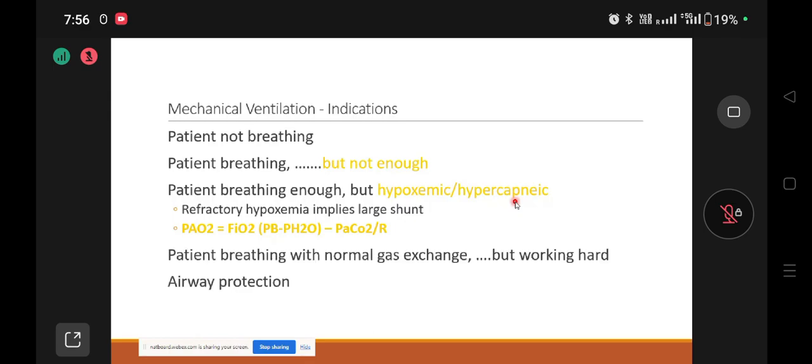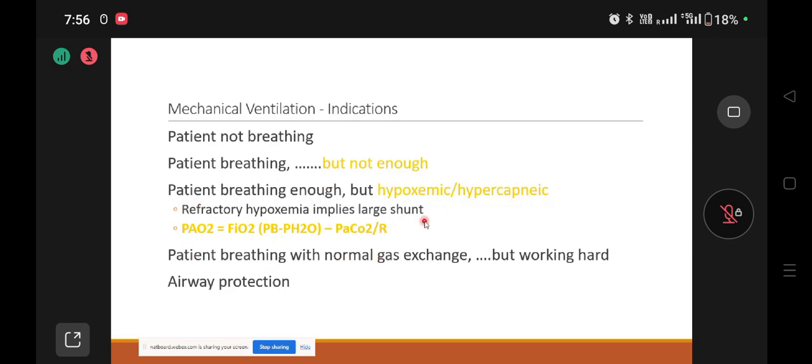So there are many indications. I think we will not be going into the detail. Any child who is not breathing or is not breathing enough, you need to ventilate the child. Any child who is becoming hypoxic or hypercapnic possibly would require ventilation. A patient may be breathing normally, but there is hard work of breathing, as in pneumonias, bronchiolitis, and all those respiratory conditions where there is increased work of breathing, and you think that the child is really going to tire out very soon. Probably you would like to give him certain rest to his respiratory muscles and intubate him. Airway protection is another.